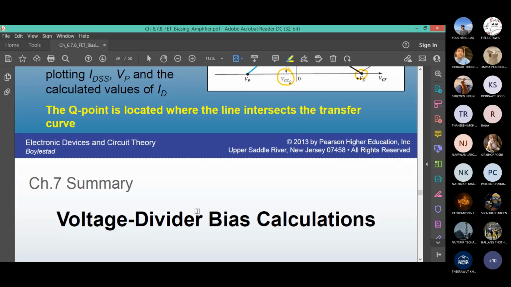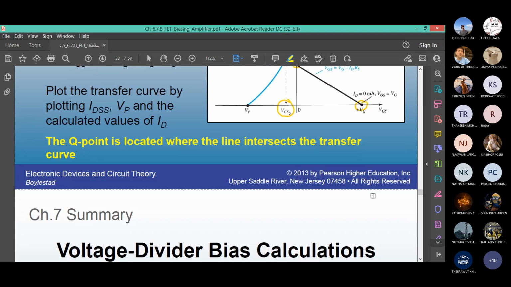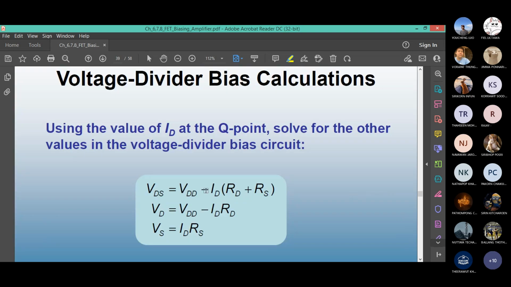Voltage divider bias calculation. So did we do the outside loop? I think yes. VDD minus IDRD minus VDS minus IDRS equals 0. Therefore, what is VDS? It is VDD minus ID times, in the bracket, you add the two resistors. Remember, this ID is IDQ that you have solved using graphical means. You cannot solve mathematically. No.